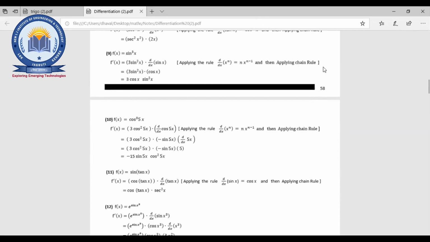Just a minute. Instead of this simple x, the meeting may end in 1 minute, right? So don't join it again. Okay. So sine cube x, cos cube 5x.